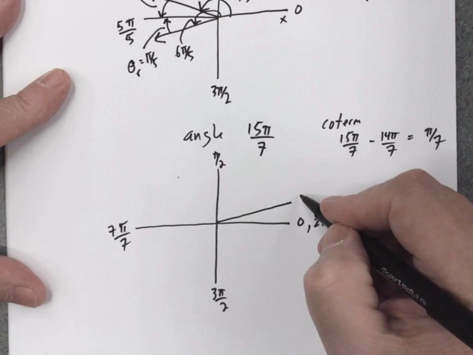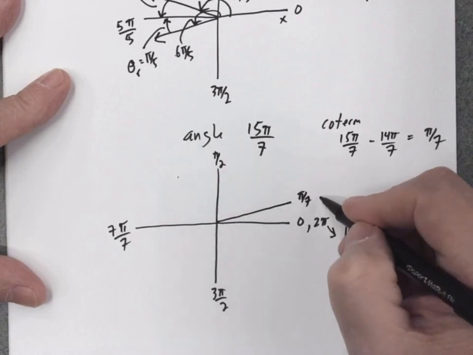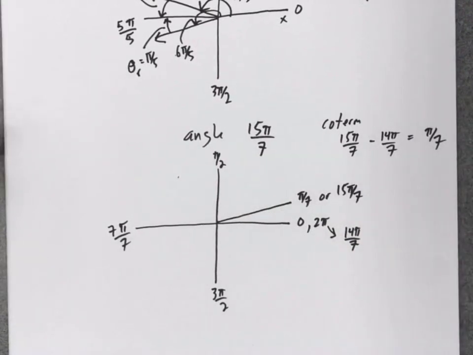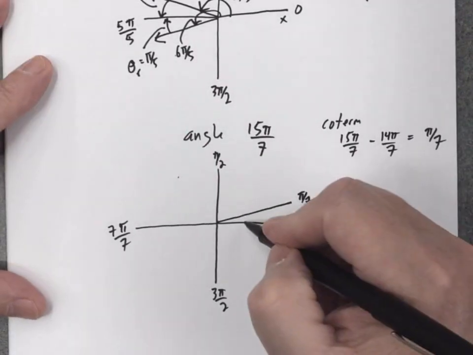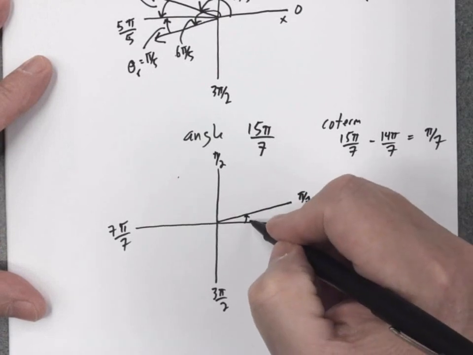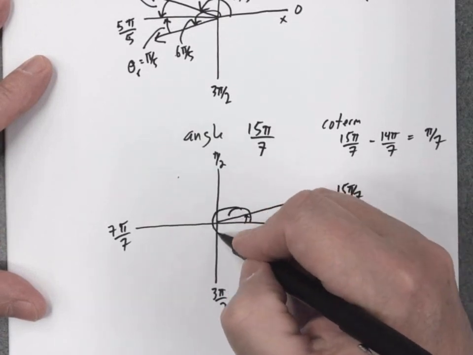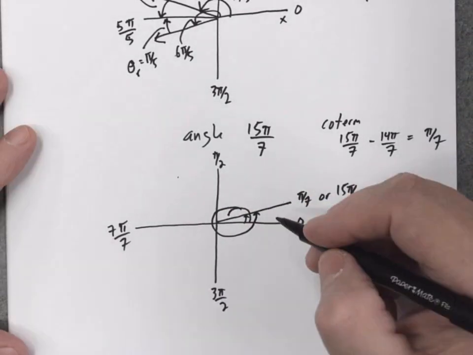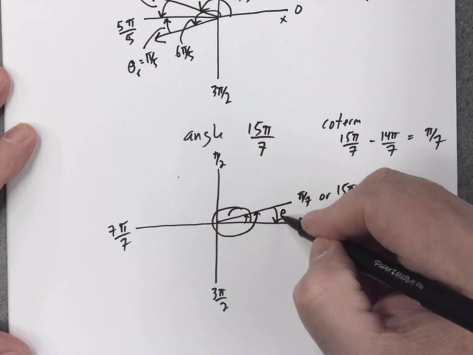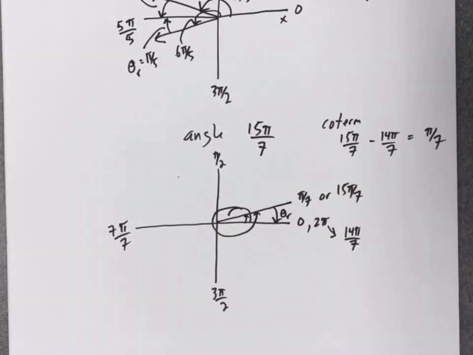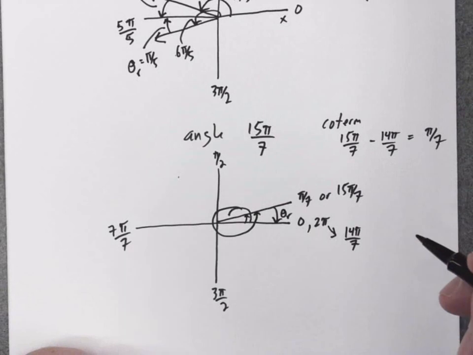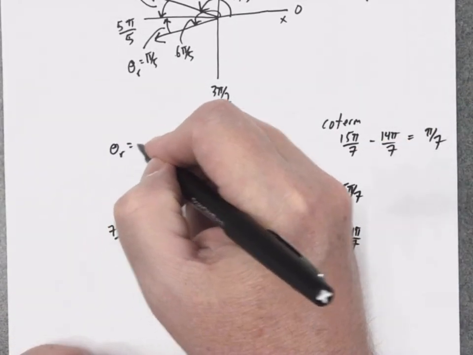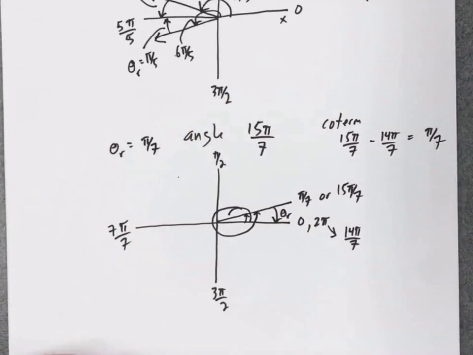So this angle is pi over 7, or we can think of it as 15 pi over 7. Pi over 7 is like this. 15 pi over 7 is like this. But they both end up at the same place. So the reference angle is going to be this. Hopefully, it's pretty obvious that the reference angle is just pi over 7.